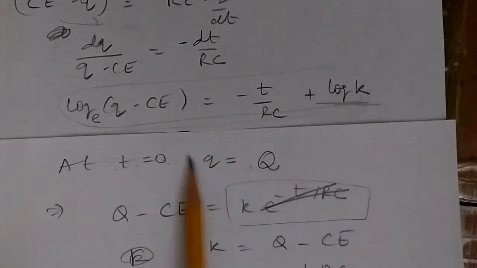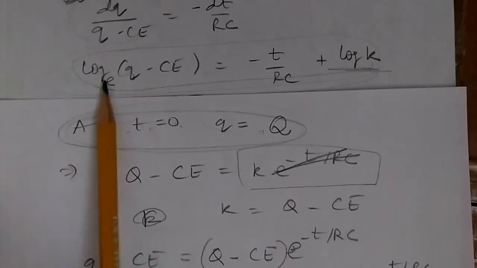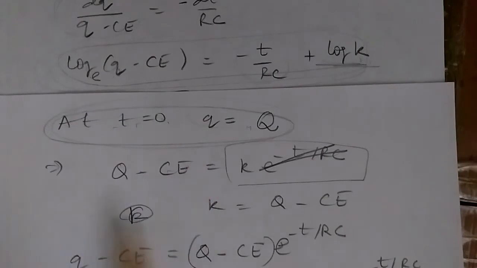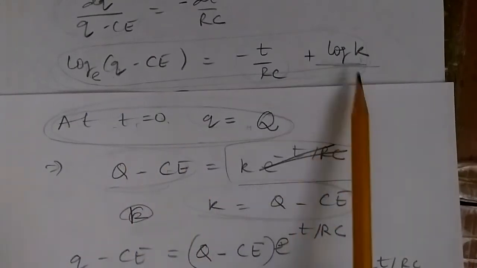So we write this initial condition in this equation, then we get log of Q minus CE is equal to, this term becomes 0 and this becomes log K. So log K is log of capital Q minus CE, or K is equal to capital Q minus CE. This is the value of the constant which we substitute back in this equation.